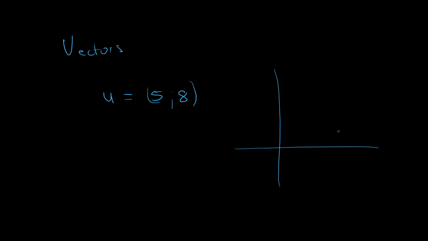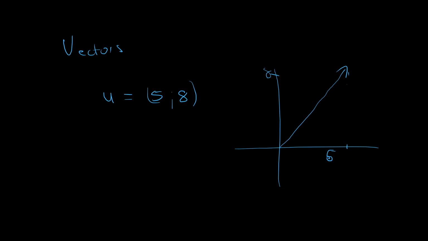So let's get back to vectors. We talked about vectors in the last video. Now we always remember we've got a vector, and it's got an x value and a y value, and we can show it on a plane. So x is going to be 5 and the y is going to be 8, and that would be your vector.